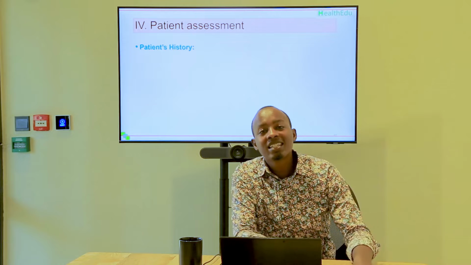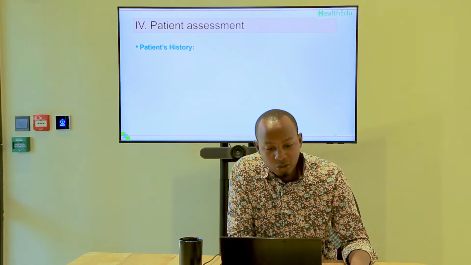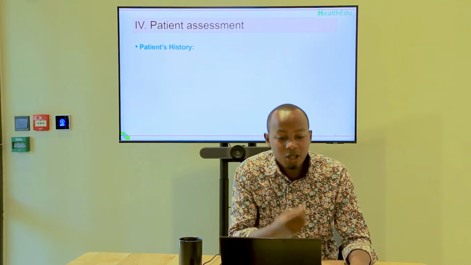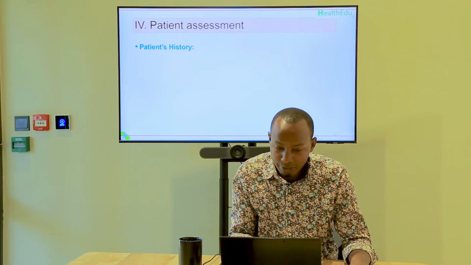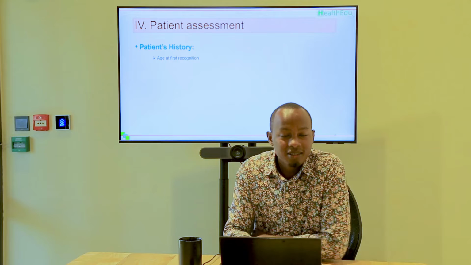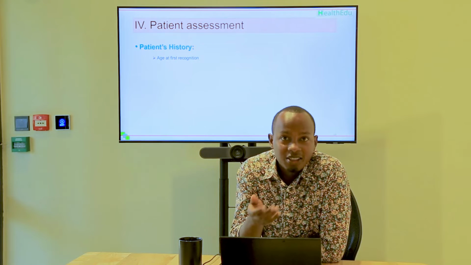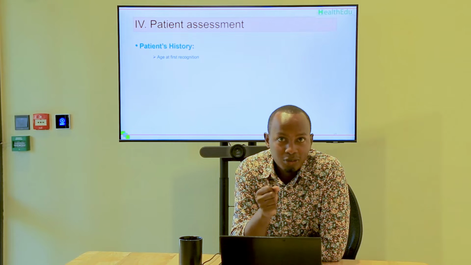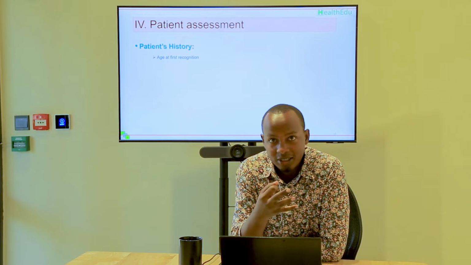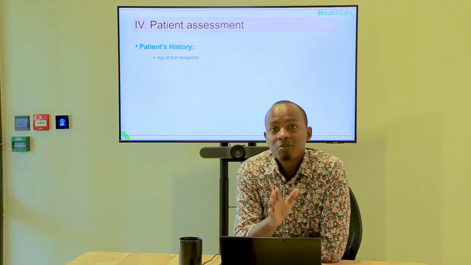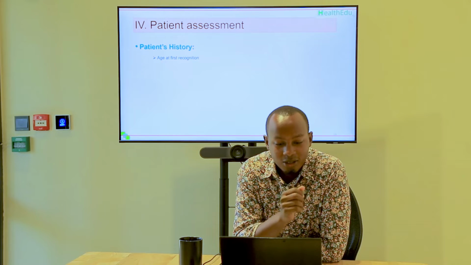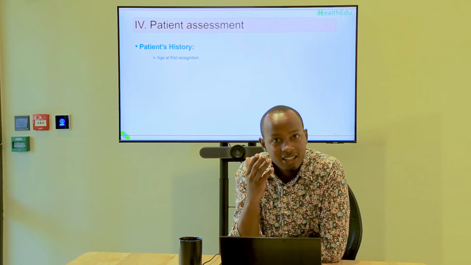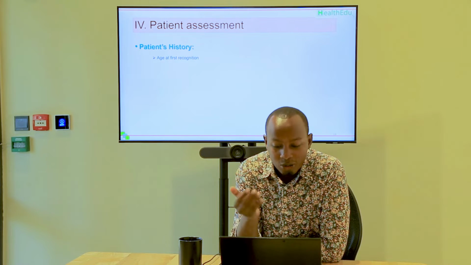So how do we assess the patient with idiopathic scoliosis? First, we have to start with subjective assessment, where we take the patient history. We need to ask the patient the age at which they first recognized their problem or deformity, because we studied that there are 3 types of idiopathic scoliosis depending on the age of onset. So this will help us to know whether it's infantile, juvenile or adolescent.